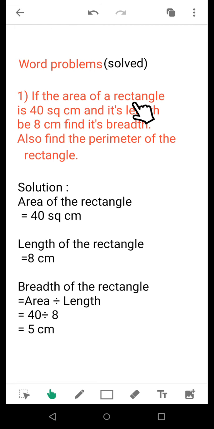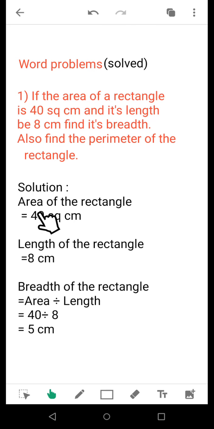If the area of a rectangle is 40 square centimeter and its length be 8 centimeter, find its breadth. Now the length and area are given, you need to find out the breadth. Then after finding out, also find the perimeter of the rectangle. You need to find the perimeter of the rectangle.